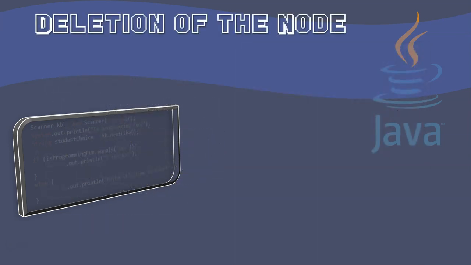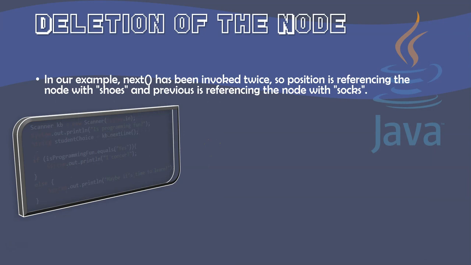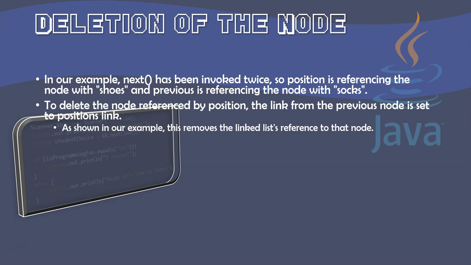So when we talk about that deletion, one thing you'll notice is that next has actually been invoked twice. So the position variable is referencing the node shoes, and the previous is referencing the node oranges. And as we talked through that, we said we want to delete that. The link from the previous node is set to position's link, and as shown, it removes that reference.